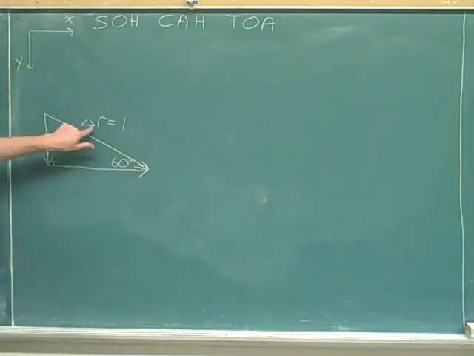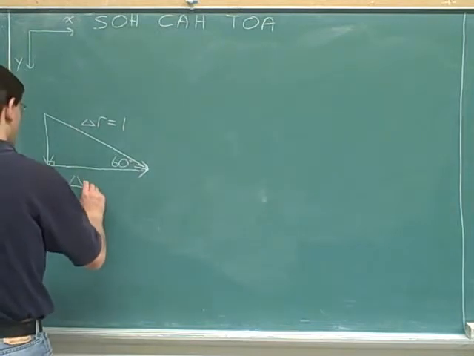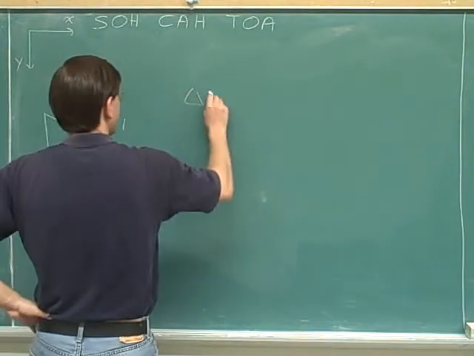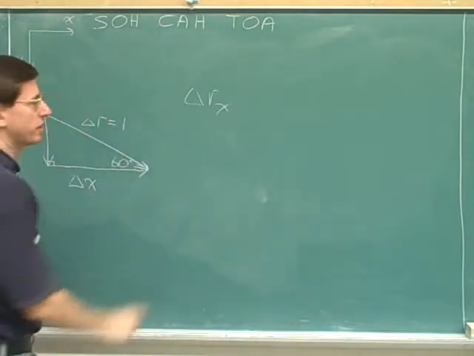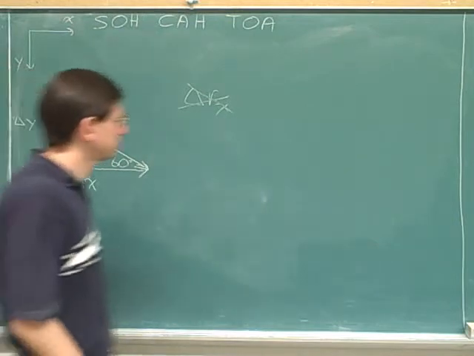Now this is delta r. Do you remember what delta r stands for? I think we saw that in the last problem, right? Displacement. Well, remember what the symbol is for the x displacement. Delta x. You might have thought it would be delta r sub x, but no. That turns out not to be the right symbol. This is the symbol for the x displacement. So here's the y displacement.